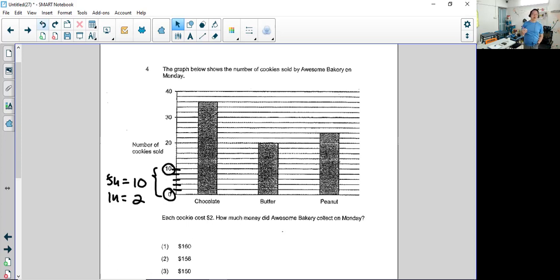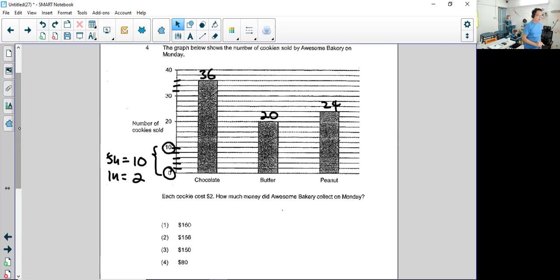Then you can put the numbers on the bar graph. So chocolate will be 32, 34, 36, 36. And then your butter cookies will be 20. And then your peanut cookies will be 24. All right, so this is the first thing that you must do before you can solve the problem. So 1 cookie costs $2. So how much money did Awesome Bakery collect on Monday?